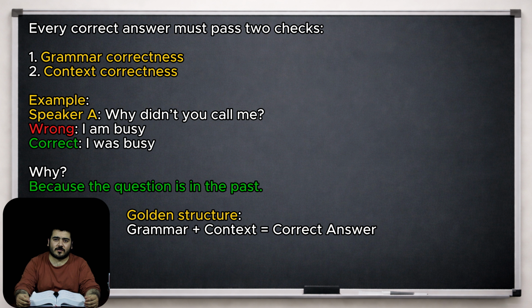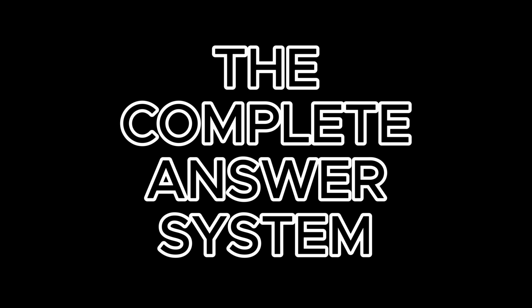Every correct answer must pass 2 checks. Number 1, grammar correctness. Number 2, context correctness. For example, Speaker A: Why didn't you call me? The wrong answer: I am busy. The correct answer: I was busy. You may ask why. Because the question is in the past. So the golden structure: grammar plus context equals a correct answer.